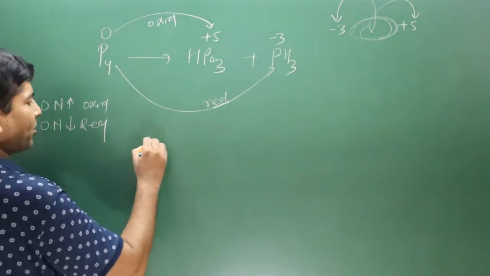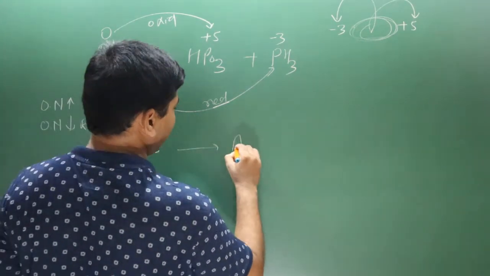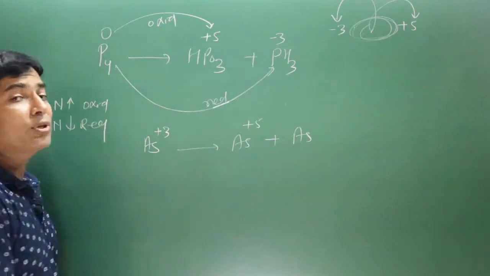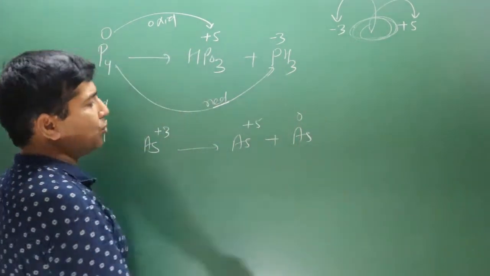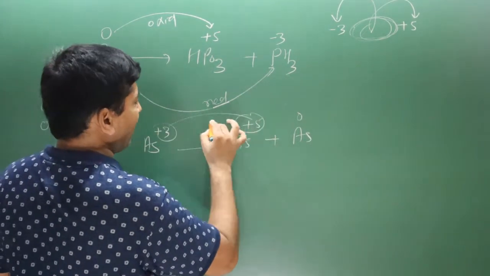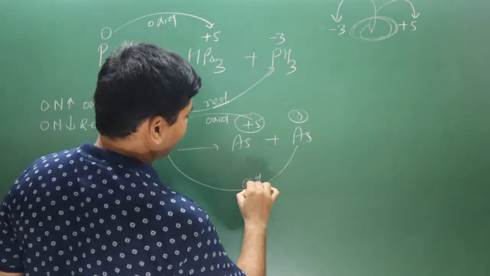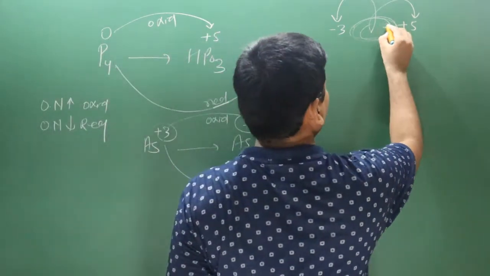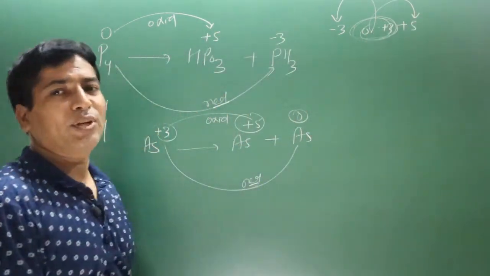Let me take one more example. We have arsenic present in +3 oxidation state. It converts easily into arsenic in +5 oxidation state, and we have arsenic, a neutral element. A neutral element always has 0 oxidation state. +3 to +5 is oxidation, +3 to 0 is reduction. This is also a disproportionation redox reaction. +3 is coming somewhere, and 0 is coming here, so it is undergoing both oxidation as well as reduction.